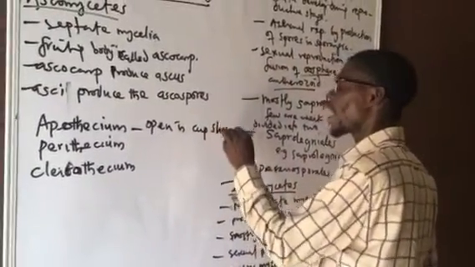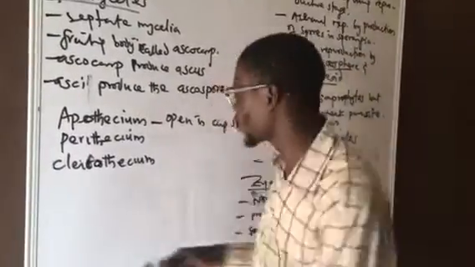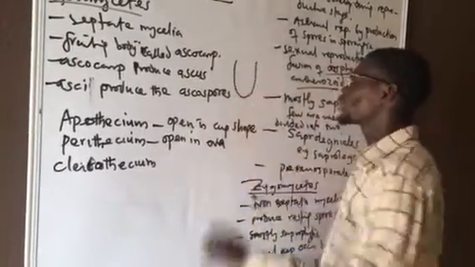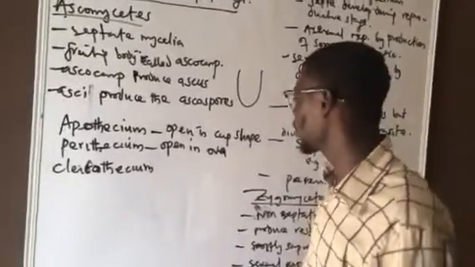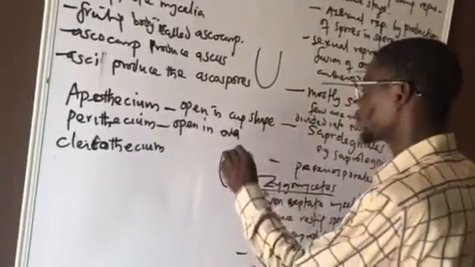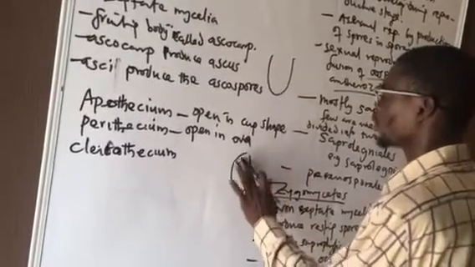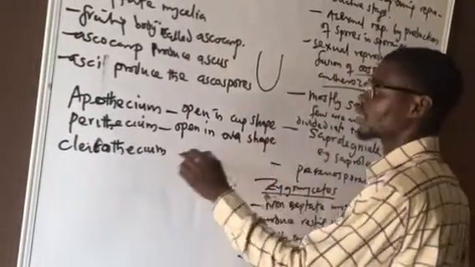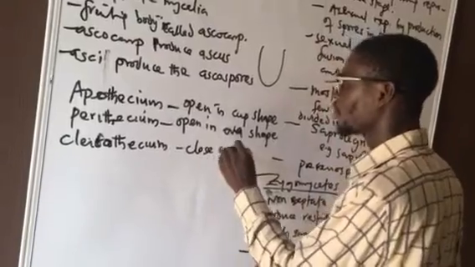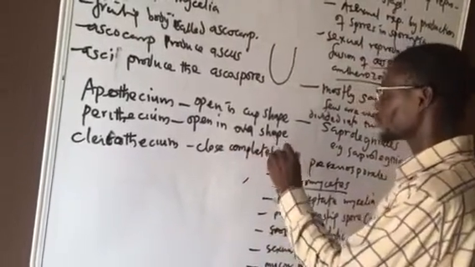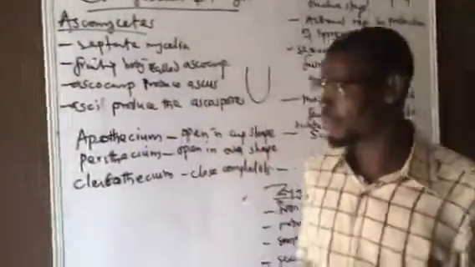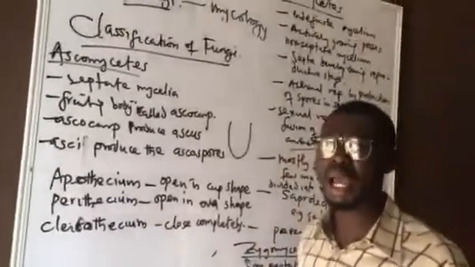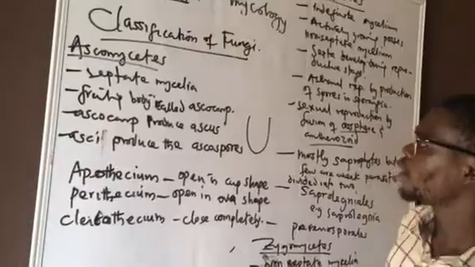When it is open in a cup shape, that is apothecium. When it is perithecium, it is open in an oval shape. The last one is cleistothecium, which is completely closed. These are the ways in which the ascocarp can appear, because it is inside there that the spores are produced. They are endogenous.